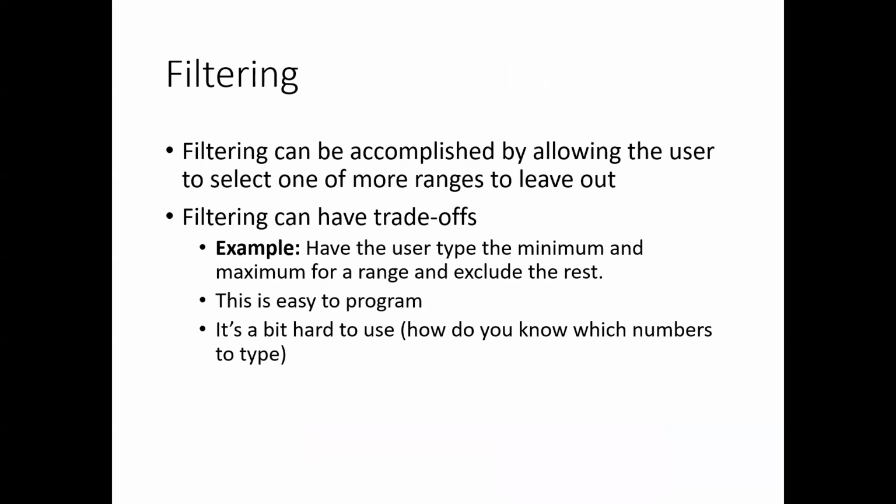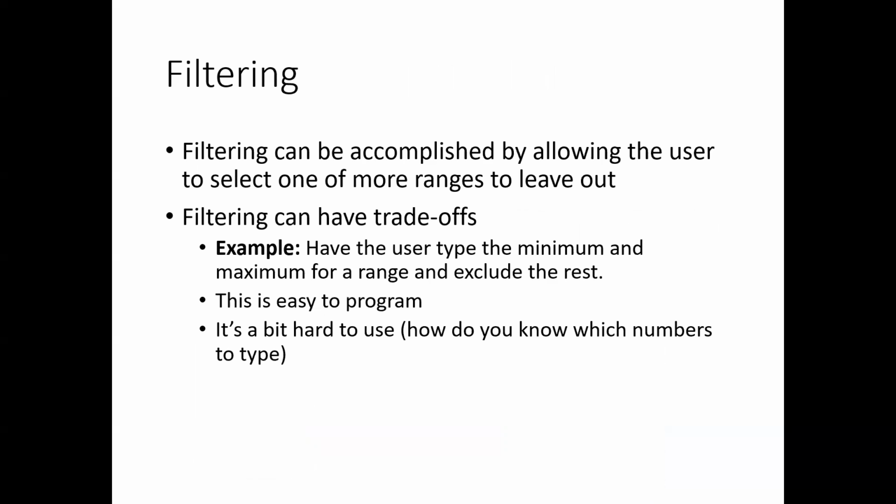So filtering can be accomplished by allowing the user to select one or more ranges to leave out. For example, we can have the user type the minimum and maximum for a range and exclude the rest. Now, the good news is this is pretty easy to program. The problem is it's a bit hard to use. How do you know which numbers to type?